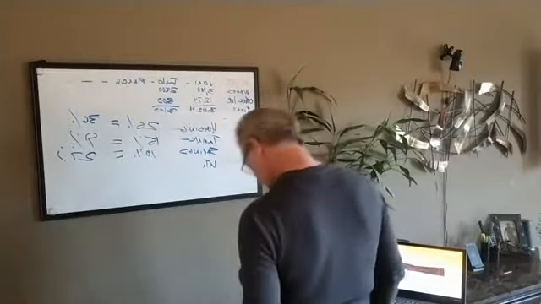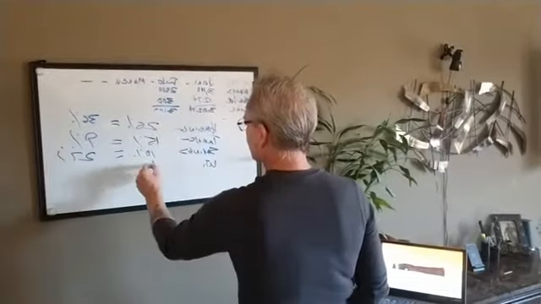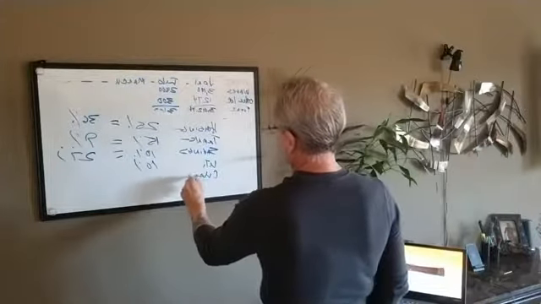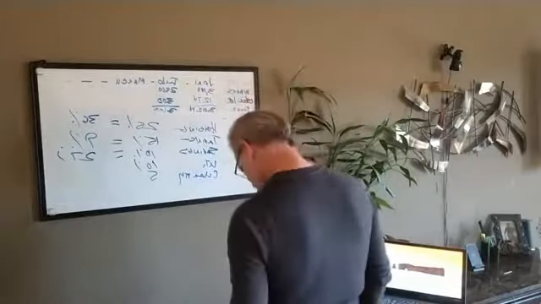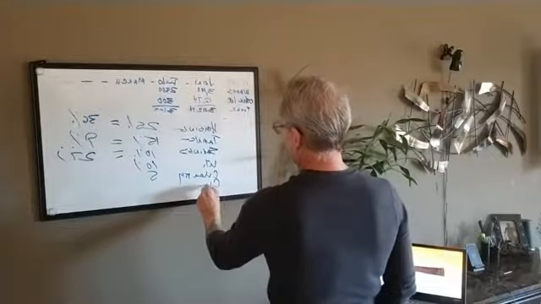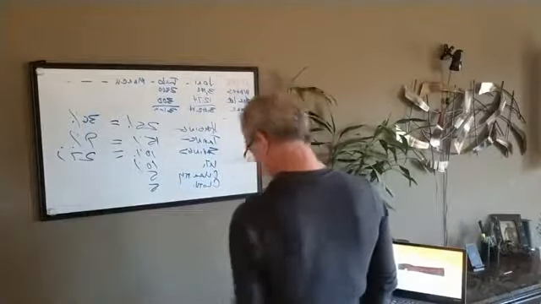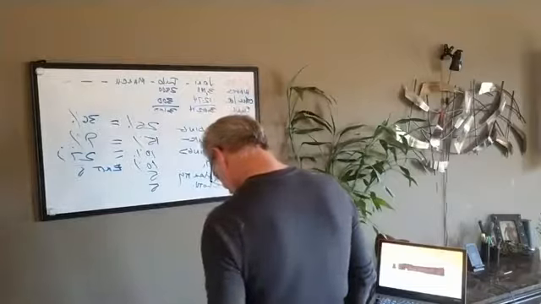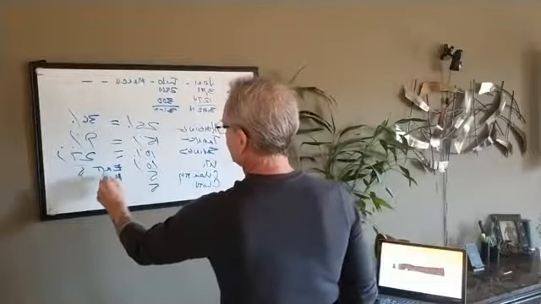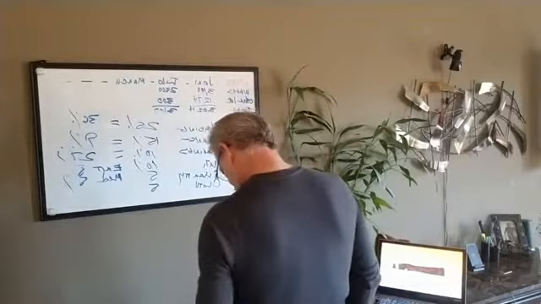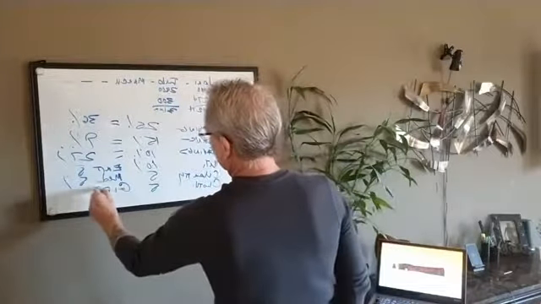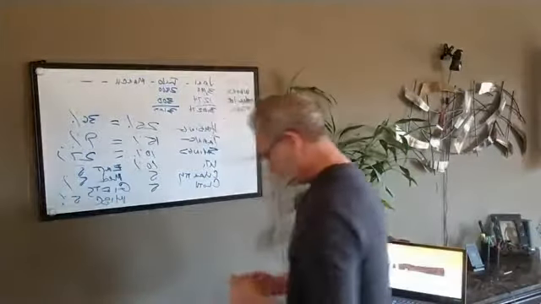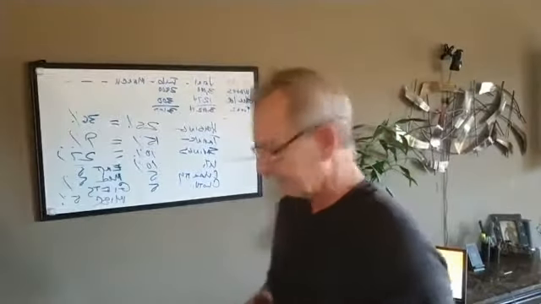Utilities and phone, 10%. Charity, 5. Clothing, 5. Entertainment, 5. Medical, 5%. Gifts, miscellaneous, all at 5%. Should exceed no more than 5% of your budget.